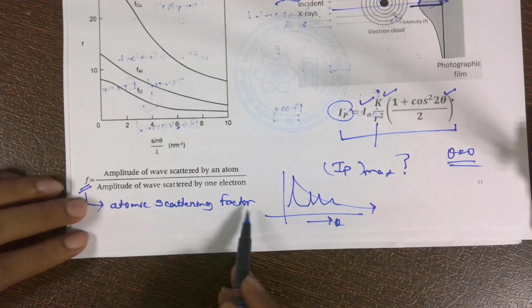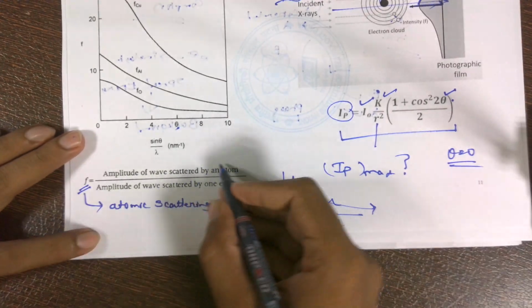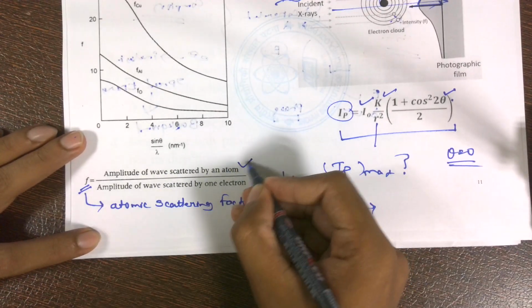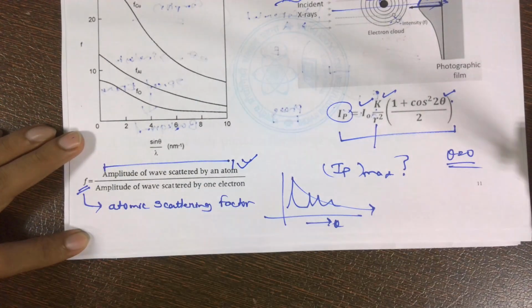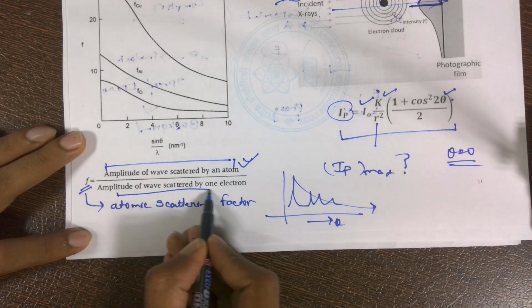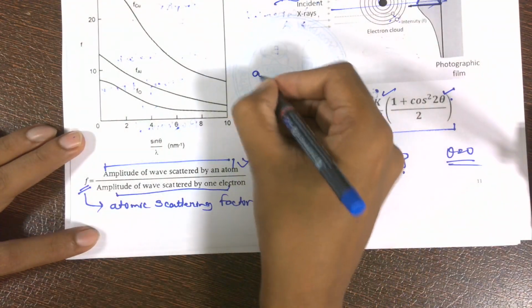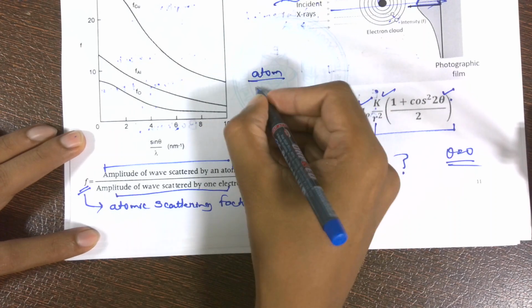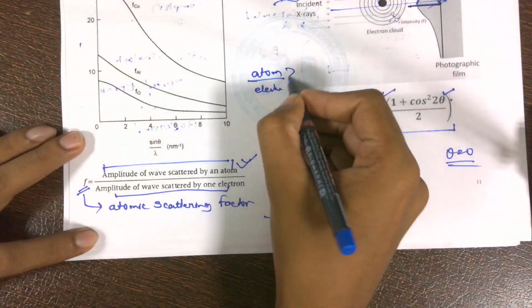So now, the atomic scattering factor, what is it? It is a ratio: the amplitude of X-ray scattered by one atom divided by the amplitude of X-ray scattered by one electron. So it's a ratio of how much the atom is scattering to how much the electron is scattering. Okay, so this is what it is.